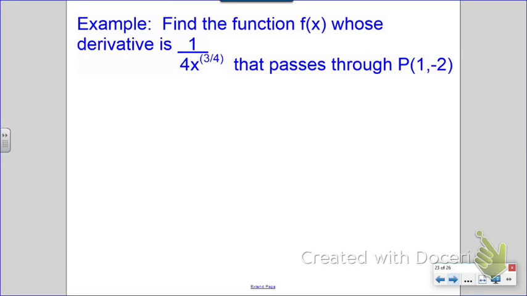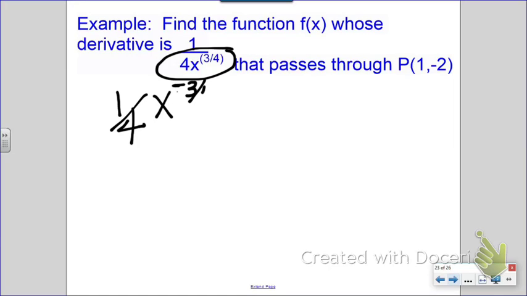Here's an example. Find the function whose derivative is given that passes through the point (1, -2). I'm first going to take this and move it up to the numerator. So I have 1/4. I'll write this first piece as a fraction, x to the negative 3/4. We have to figure out a function that this is the derivative of, so let's think backwards. To get the derivative, we brought the power down in front, and we're going to subtract 1 from the power. So for this one, I'm going to do the opposite. I'm going to add 1 to the power. Now watch what happens when I do this. When I add 1 to the power, so I'm adding 4/4, I get x to the 1/4.